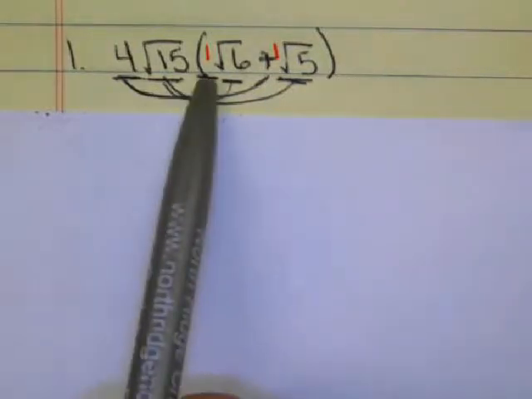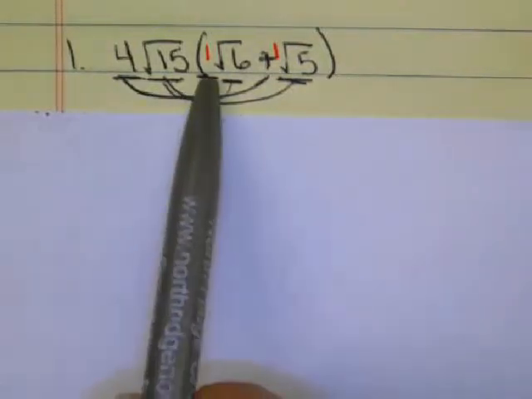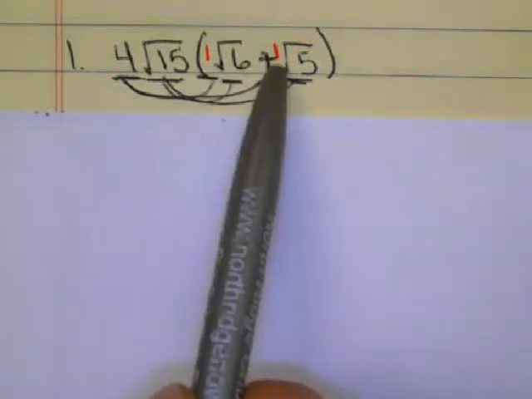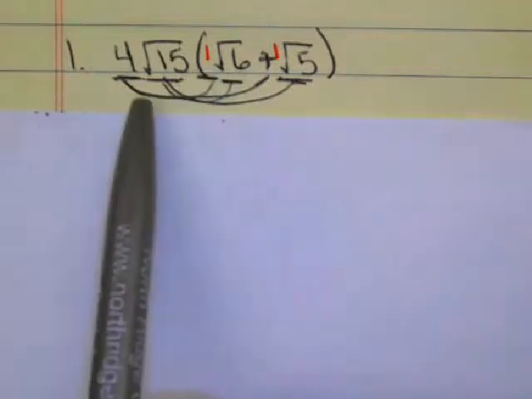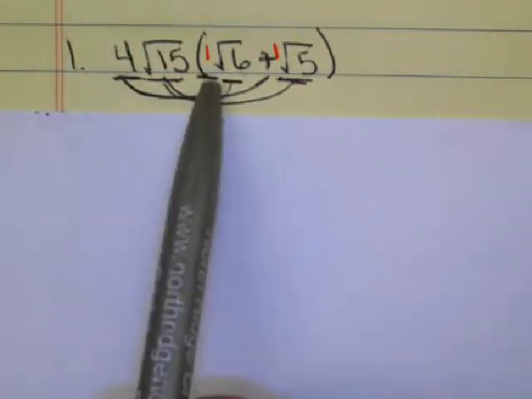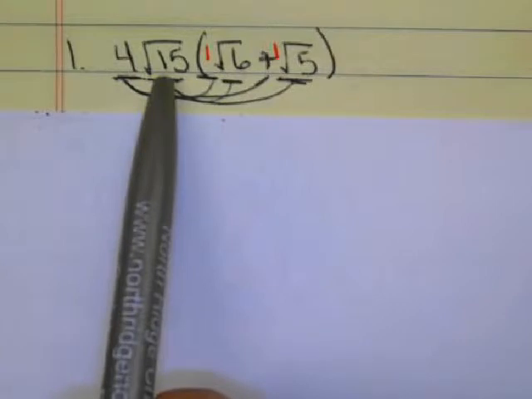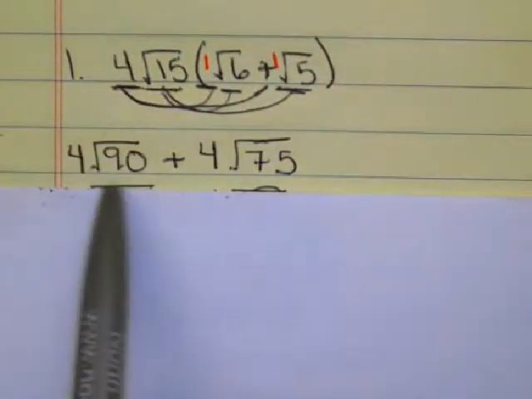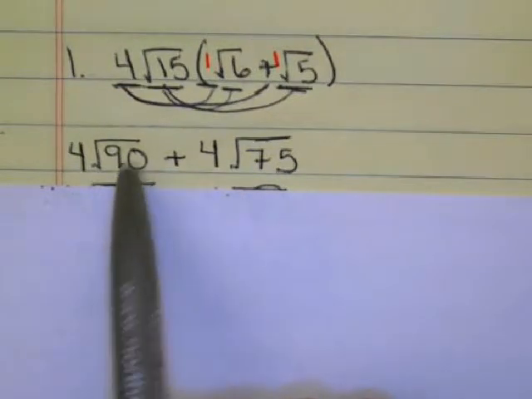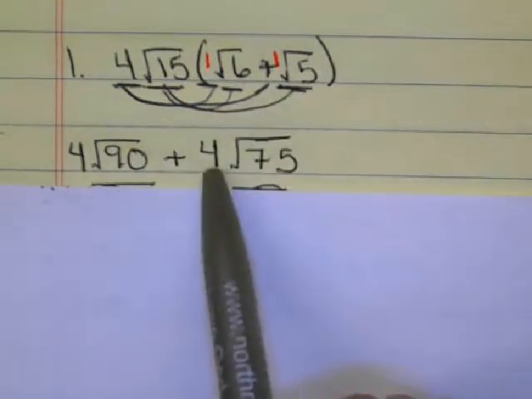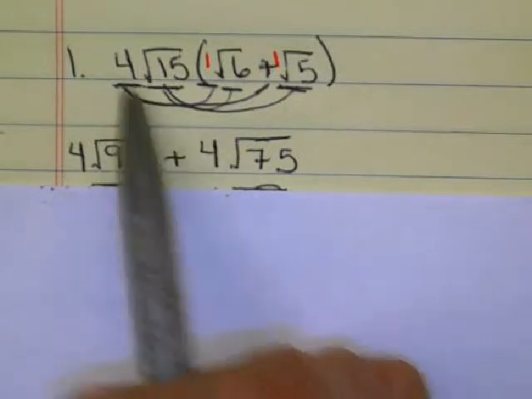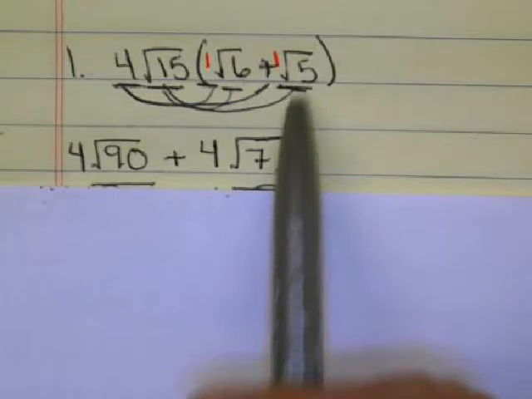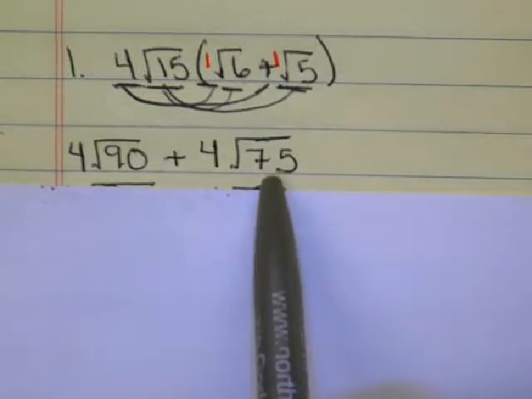So the coefficient times the coefficient is going to be 4 times 1. Now the 1 here is invisible, which is why I've written it in red. It's not really there, but I added it just to help me remember that it's there. So 4 times 1 is 4, and then radical 15 times 6 is 90. So I should have 4 radical 90 for my first term. Then when I multiply by the second, you can see I get 4, because 4 times 1 is 4, and 15 times 5 is 75.